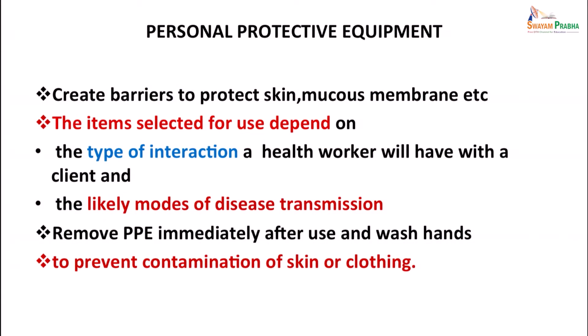Personal protective equipment is one main ingredient of this, which helps to create a barrier to protect skin and mucous membranes. The item selected usually depends on the type of interaction the healthcare worker has with the patient, the kind of procedure being done, and the kind of diseases which can be transmitted. We also need to remove this PPE immediately and wash our hands to prevent contamination of our skin and clothing.